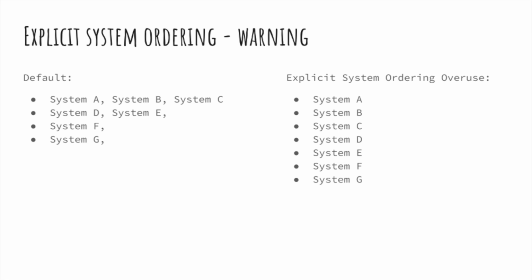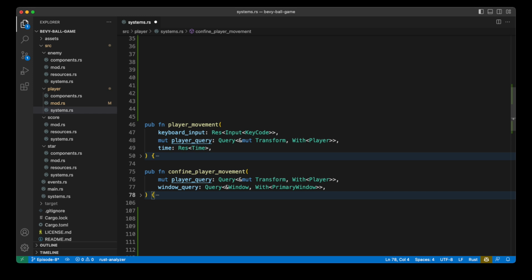Recall from the first episode, parallelization is one of the reasons why Bevy is so fast. These 2 systems, the player movement system and the confined player movement system, aren't run in parallel regardless of how we order them, because both require mutable access to the player's transform. So here, explicit system ordering doesn't have any impact on performance whatsoever. It's the same as it would have been without it.